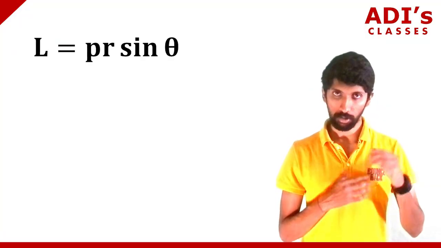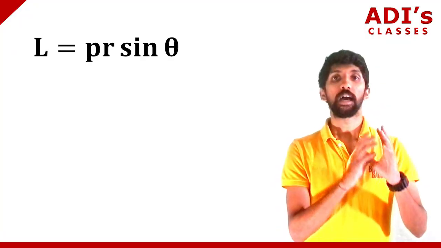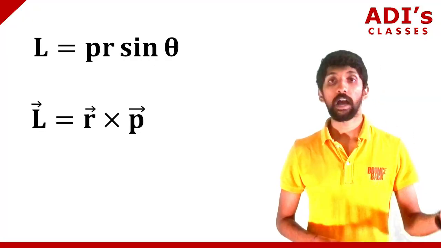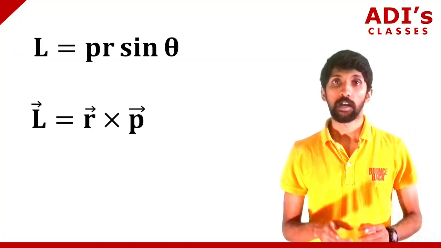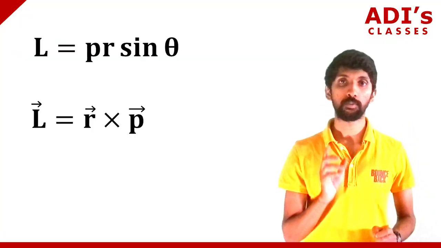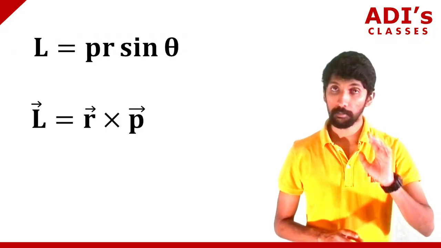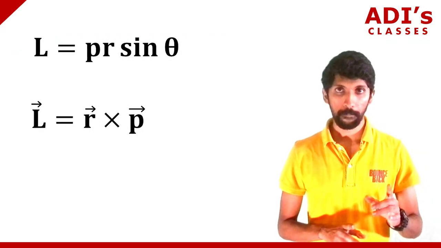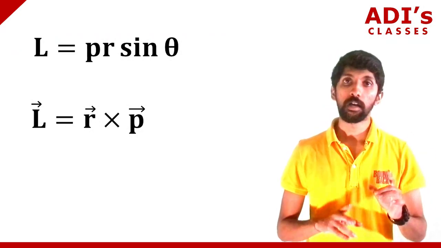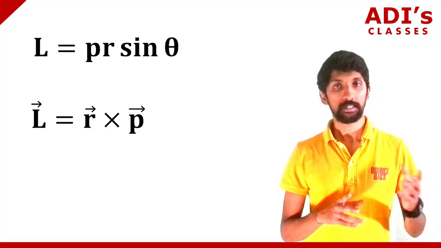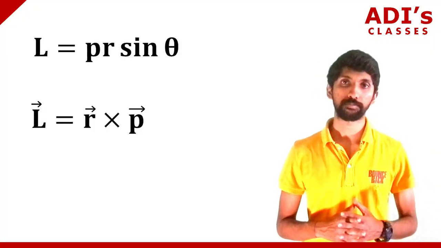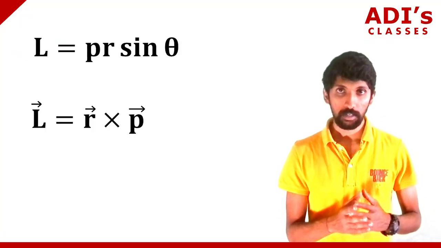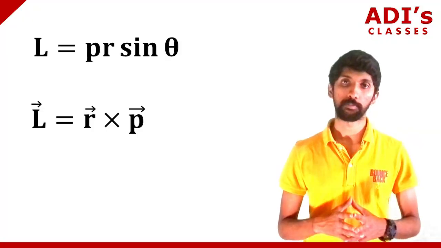In other words, we can also write this in vector form, which is L equals R cross P. Since radius is a vector and the linear momentum is a vector, angular momentum is also a vector quantity. Since it's a cross product, remember the rule: if you take the cross product of two vectors, the resultant will be perpendicular to the plane of both of them. The same thing happens in angular momentum also. Whichever plane the radius and the linear momentum are in, the angular momentum is perpendicular to that plane.